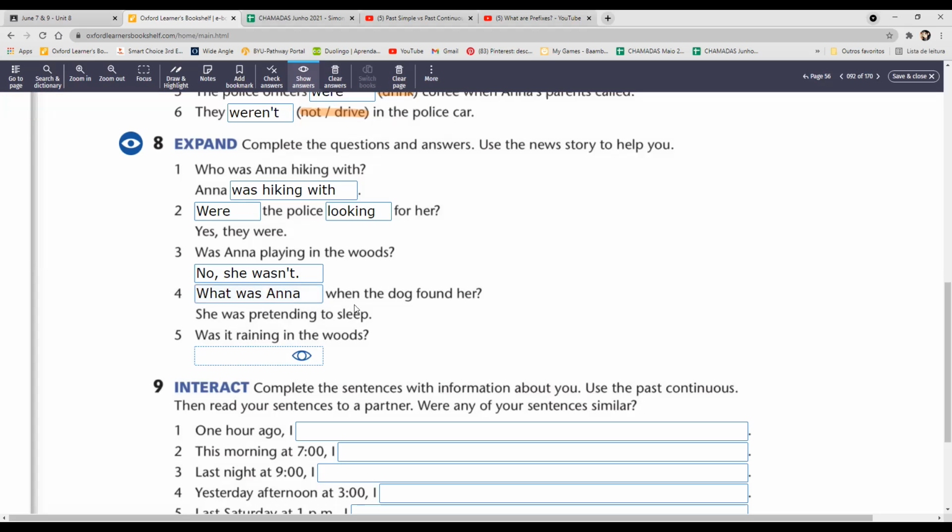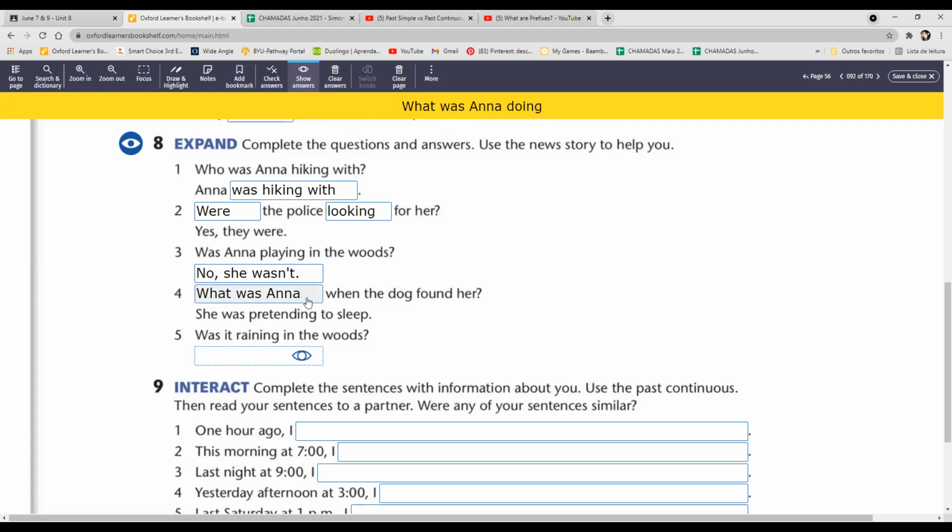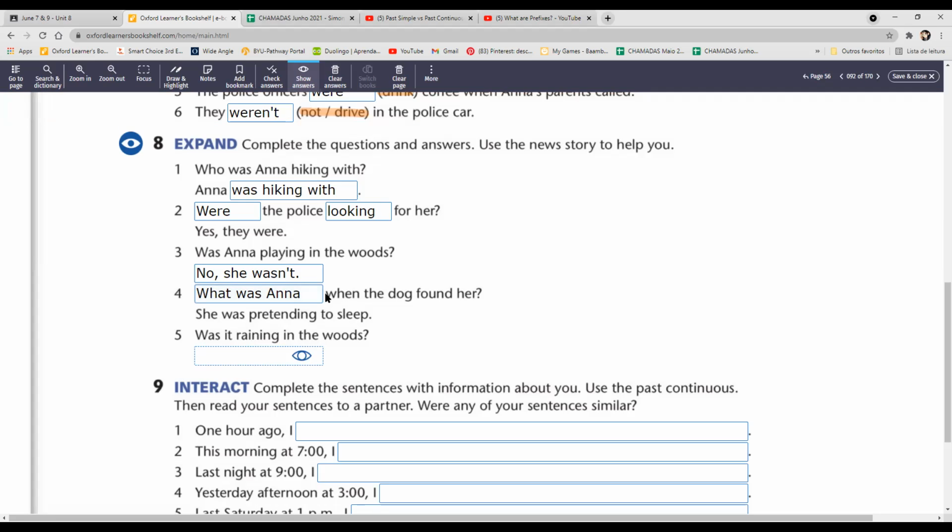Number 4. What was Anna doing? Okay, guys, it's missing one verb. The right answer is up here in the yellow bar. What was Anna doing when the dog found her? She was pretending to sleep. Was it raining in the woods? Yes, it was. Okay, checking everything.